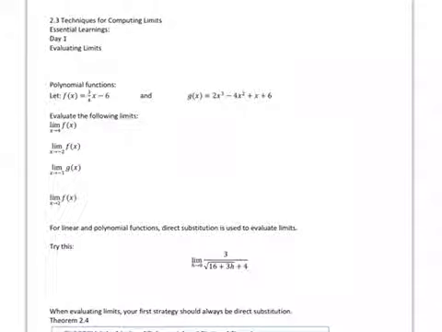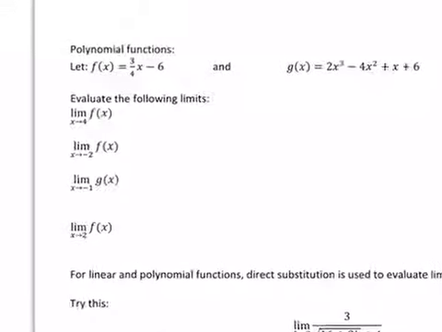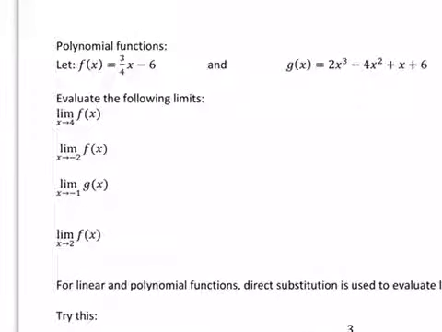evaluating polynomials is nice because polynomials are continuous on their domains, which are all real numbers, so we don't have to worry about holes or asymptotes or anything like that. When we get to rational functions, that's when we got to do a little bit more with it. But so for these first four, if we're going to evaluate these limits, basically what we're going to do for this first one is we're going to input 4 for x.